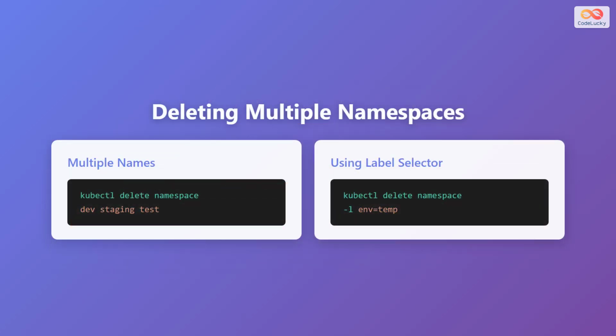Kubernetes provides efficient ways to delete multiple namespaces simultaneously. You can specify multiple namespace names separated by spaces after the kubectl delete namespace command, such as dev, staging, and test. Alternatively, you can use label selectors with the -l flag to delete all namespaces matching specific labels. For example, -l env=temp would delete all namespaces labeled with environment equals temporary. This is particularly useful for cleaning up temporary or test environments in batch operations, saving significant time in cluster maintenance tasks.